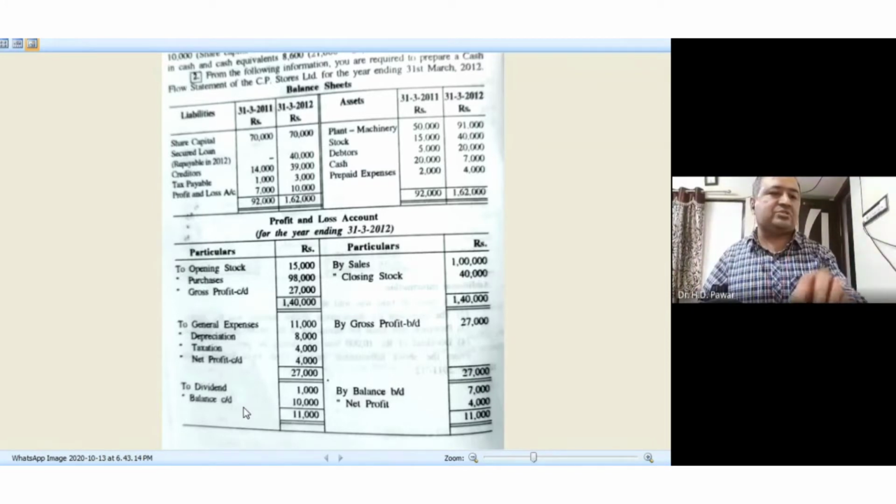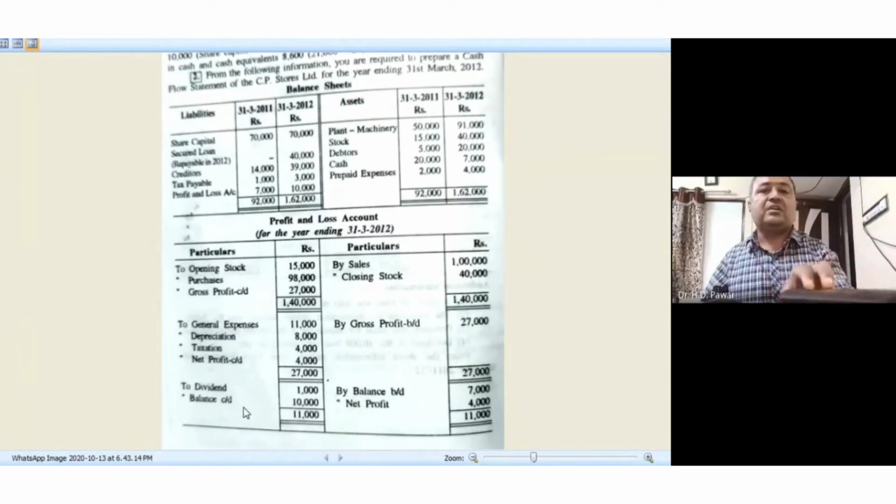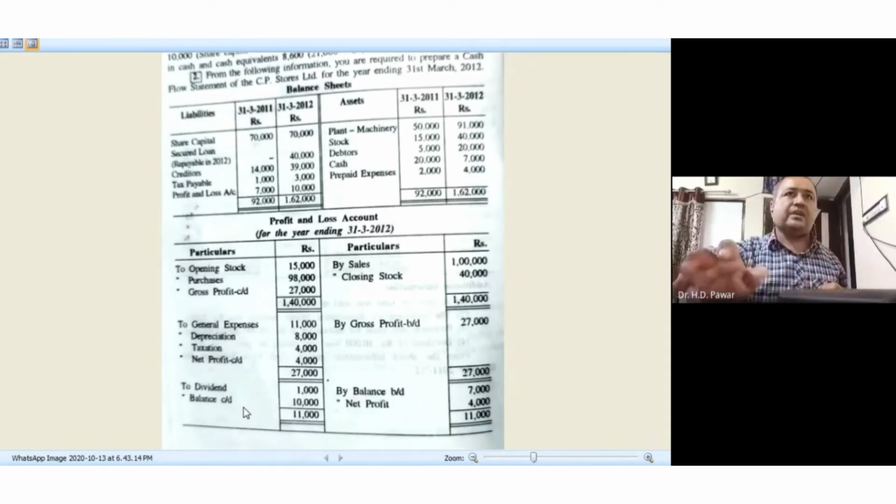As good students, or as a part of your syllabus, because no specification is given about the example in your syllabus, it may be asked or it may not be asked, I don't know. But as far as cash flow is concerned, you must have the knowledge that there are two methods, direct and indirect, that is called the reverse method. So today we will discuss the direct method of calculation of operating cash flow. Okay, so let's see what information is given to us.